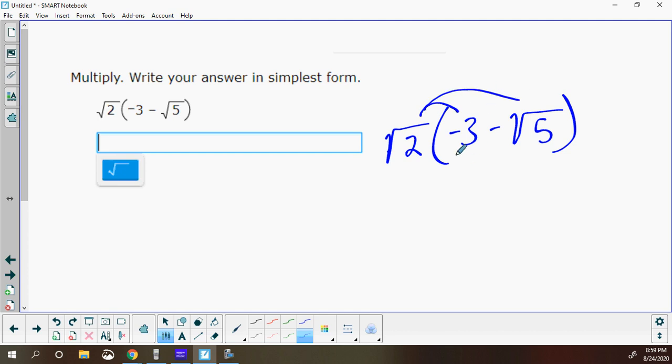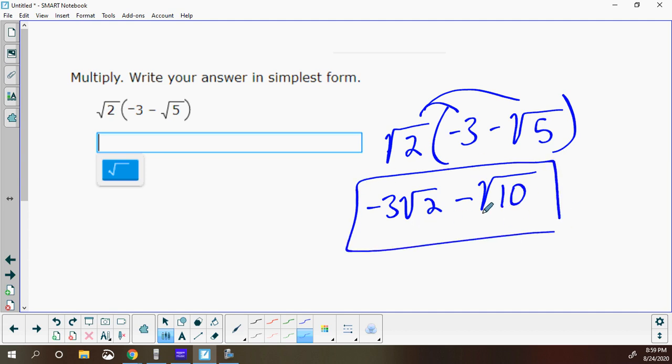Distribute. There's no house here, so it's just going to be -3 root 2. Here's a house. Don't forget the negative. So negative root 2 times 5 is 10. They're not like terms. Your answer is done. And you can't simplify the root 10 down anymore. And again, plug it in. Be careful.